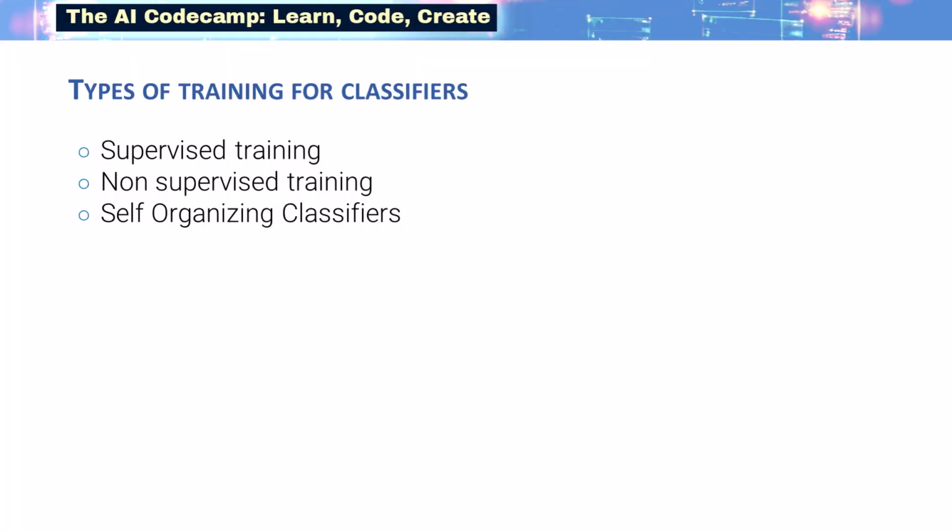There are three different types of training for classifiers. Supervised training, where we train the classifier up front and then deploy it already trained to be used for classification. Non-supervised training, where the classifier is deployed untrained and training happens as the classifier is being used. And finally, self-organizing classifiers. Those are classifiers that effectively train or organize themselves.